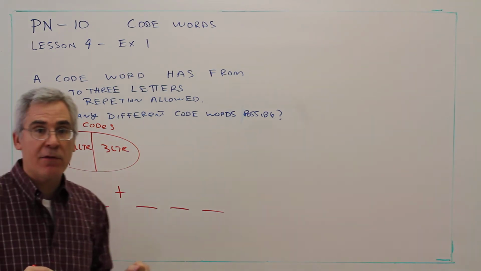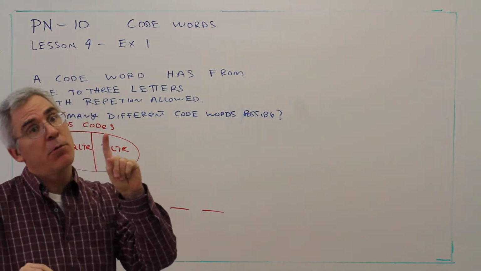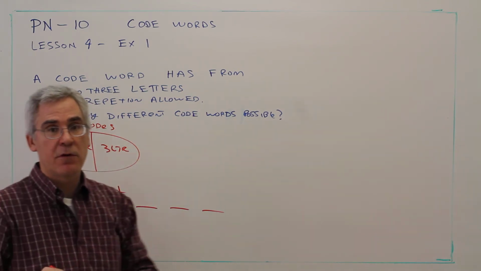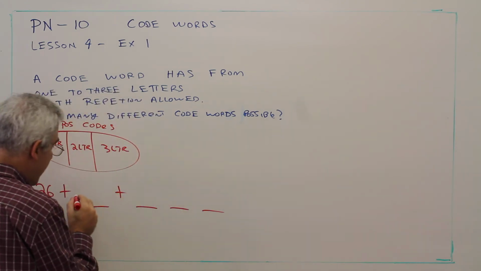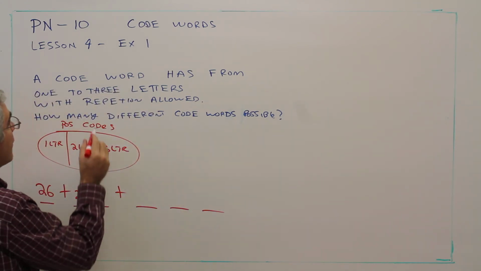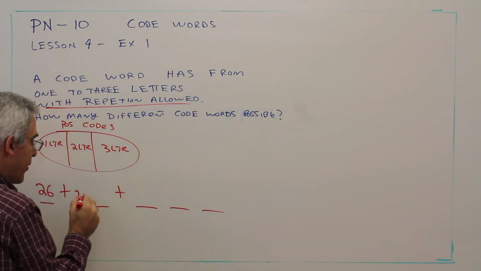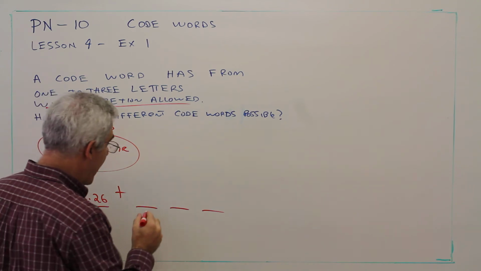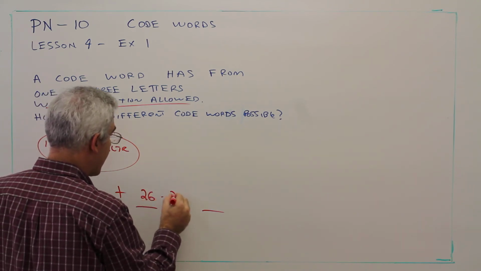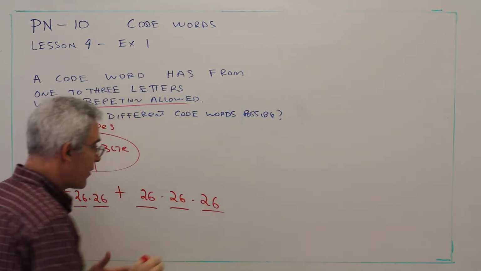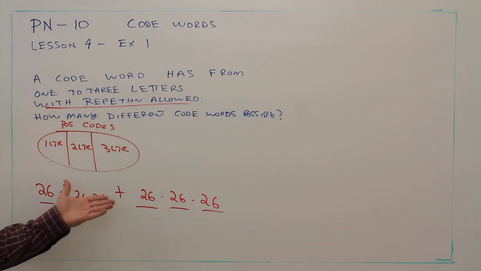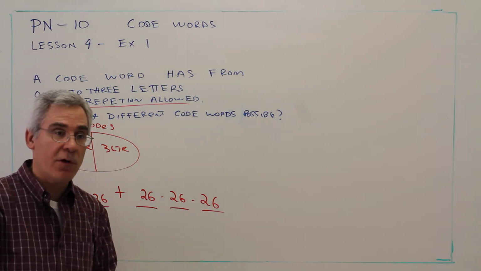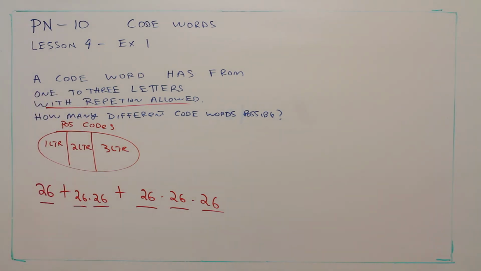So how many ways can I have a one-letter code? Well, there's 26 letters in the alphabet. 26 ways. A two-letter code, the first letter has 26 choices. Repetition is allowed, so we could have 26 choices for the second. And then for the three-letter cases, 26 times 26 times 26. All right. And this would be the conceptual setup, just to show you how to use the calculator. I'll do that next.